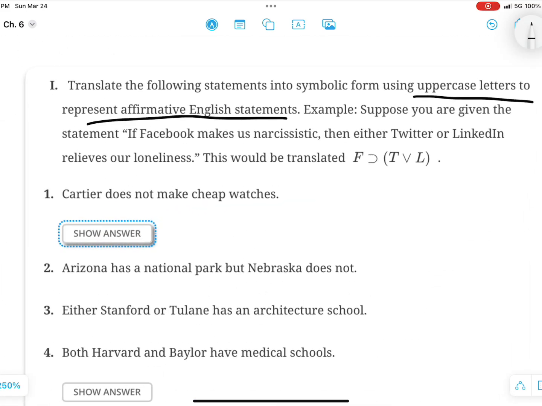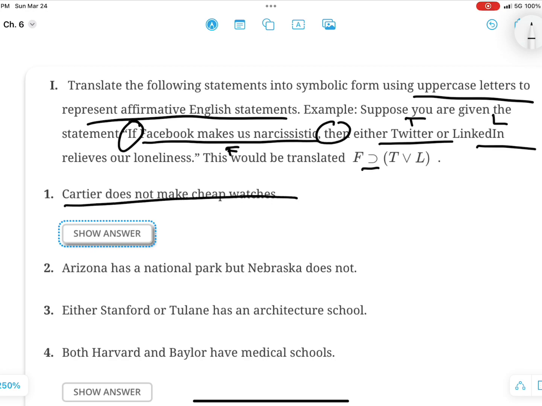So we can look at some examples for how to translate sentences into symbolic form. So in the instructions, they've given us 3 propositions. Facebook makes us narcissistic, call that F. Twitter relieves our loneliness, call it T. LinkedIn relieves our loneliness, call that L. We would translate that as F entails T or L. Here, we translate Cartier does not make cheap watches as not C, where C is the proposition that they do make cheap watches. Let's look at the next one.